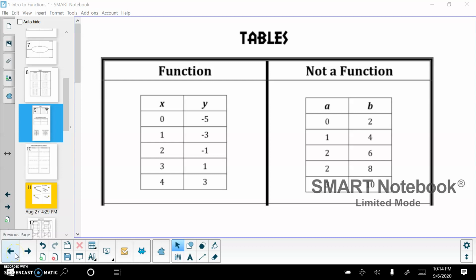Hello, this is our preview video on functions. And we're going to look at what makes a function and then why something is not a function. So the first thing that we're going to look at is sets of tables.